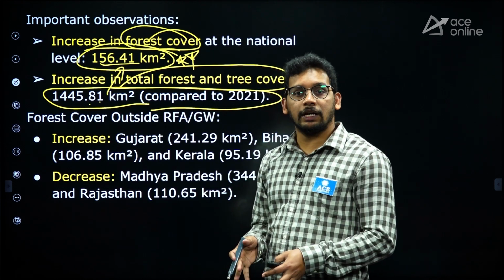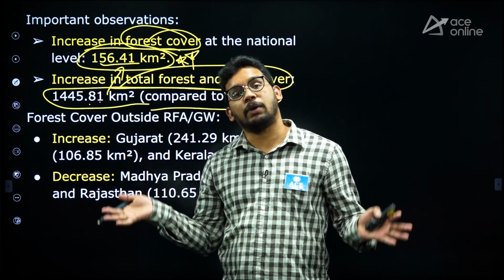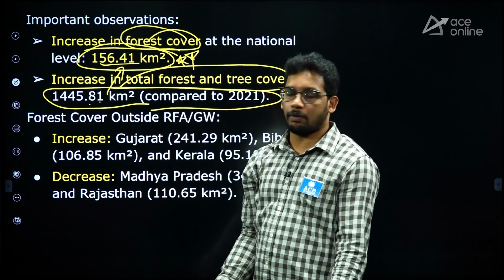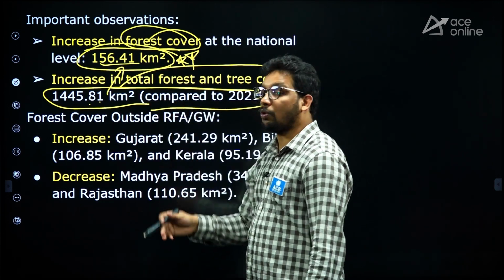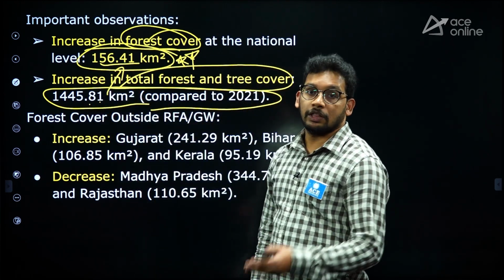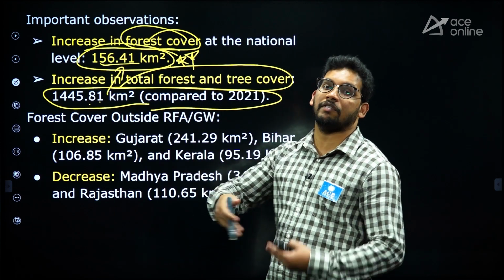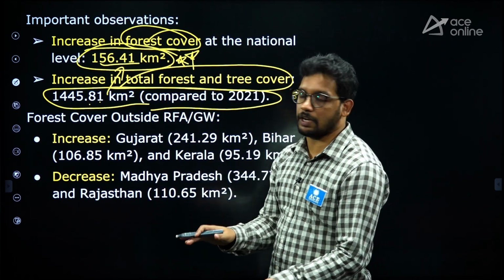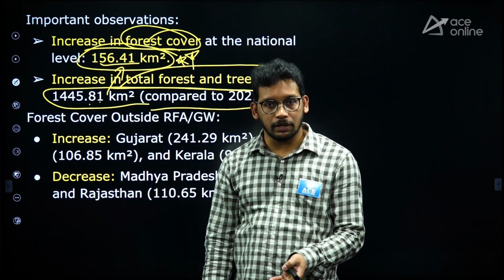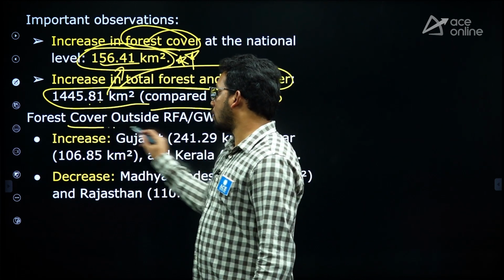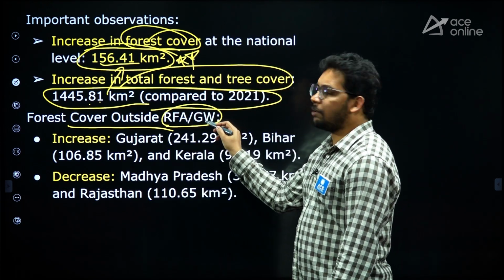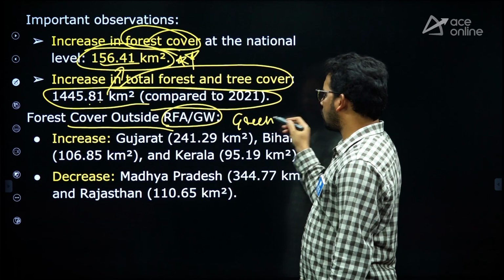So it means that we have increased our tree cover much more than forest cover. Forest cover increased by only 156.41 square kilometers, but the total forest plus tree cover increased much more. If we remove this, approximately 1300 square kilometers of tree cover has been added. Tree cover, not forest cover as such. So we are increasing the tree cover beyond the forest, which is a positive sign. Then we have forest cover outside the recorded forest area. GW means green wash, nothing but the recorded forest area.